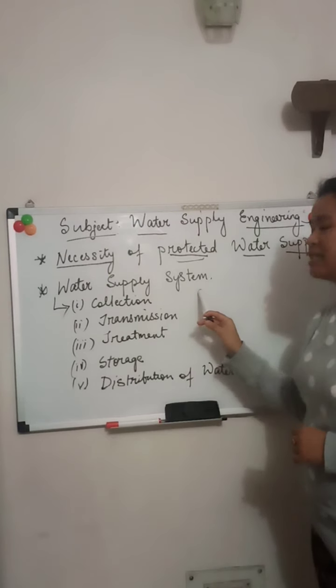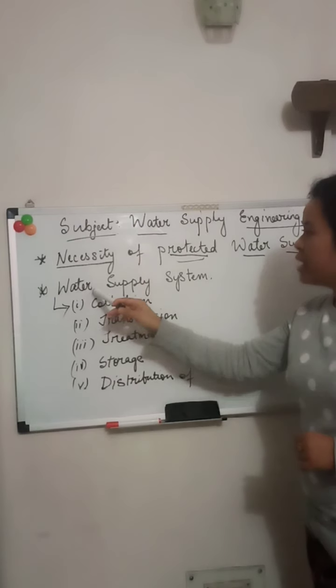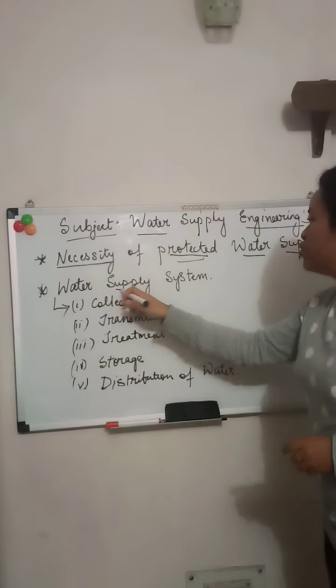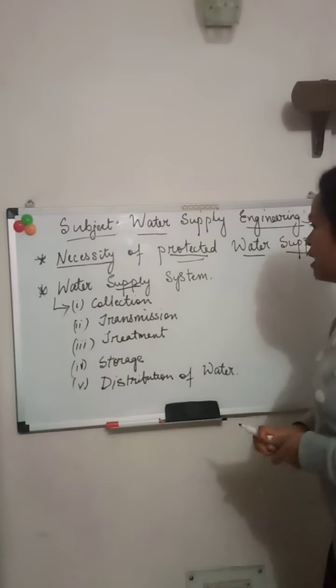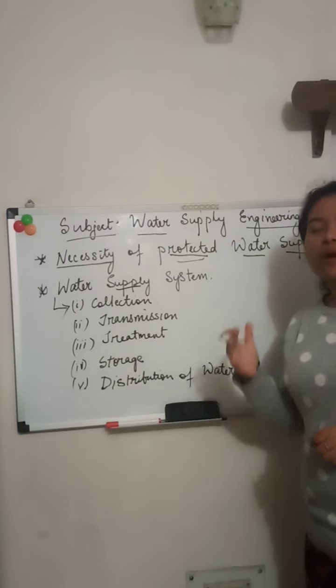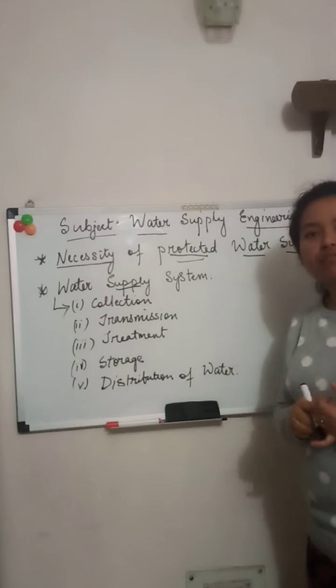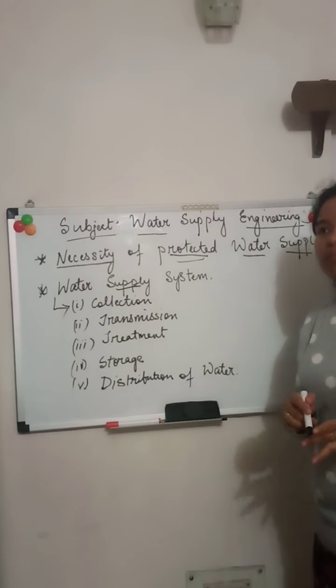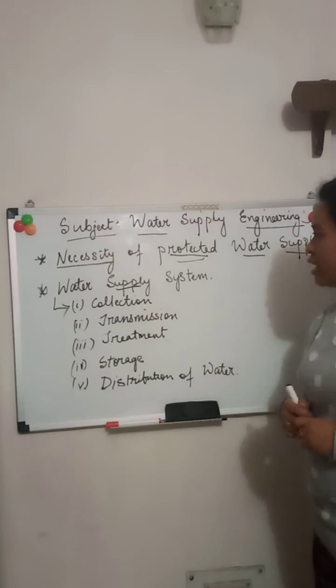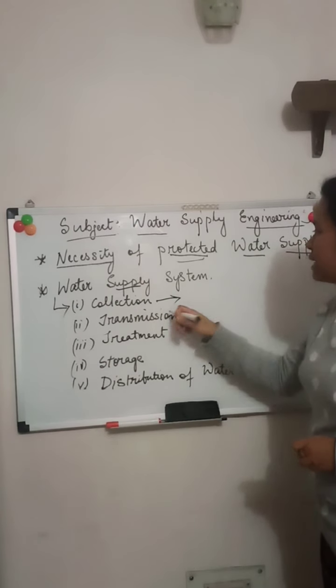So the next topic is the water supply system. What is the system that is going on when we give the water for supplying to the houses? The first is collection of water. From where are you going to collect the water? Either from the rivers, from the lakes, from the ponds, from the dams, from the spring water, from the wells. You first have to collect that water.